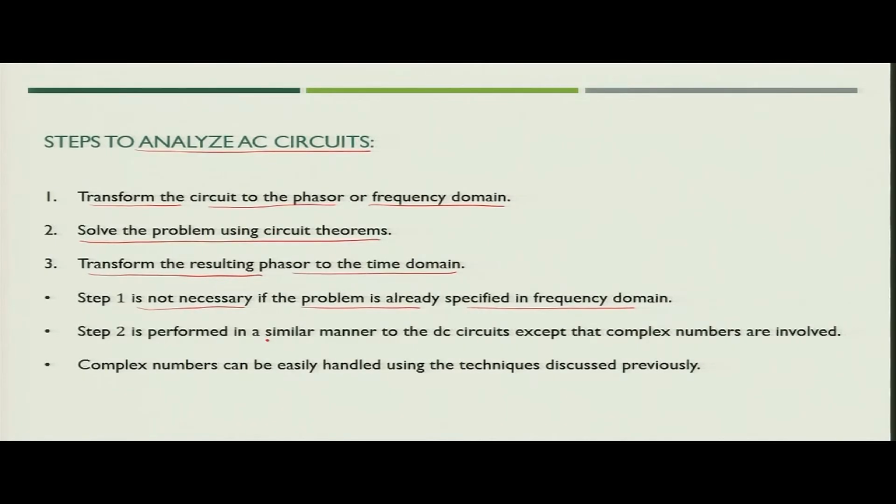The second step is performed in a similar manner to what we did in case of DC circuits. The only change is that here, instead of the real numbers we used in case of DC circuit, here we will use complex numbers for AC circuit analysis. Now, the complex numbers we can easily handle, because we have already discussed how to deal with the complex numbers when we were discussing about the phasors and other fundamental theorems of the circuit analysis.